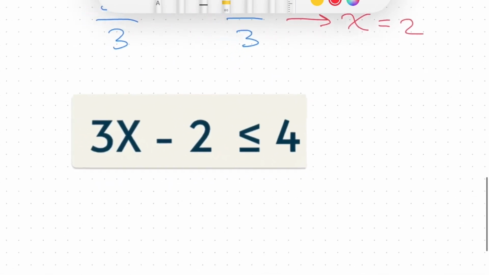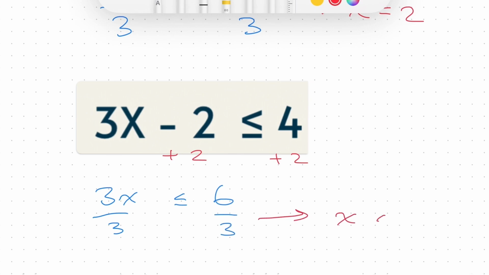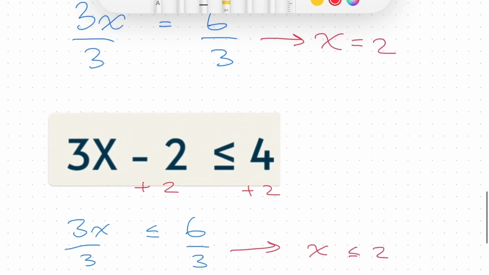For our inequality, just repeat the same process. Add 2 to both sides to get that 3x is less than or equal to 6. Divide both sides by 3, and you get that x is less than or equal to 2.